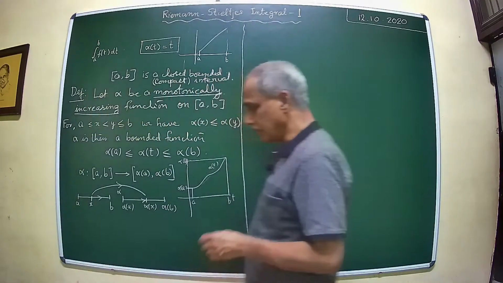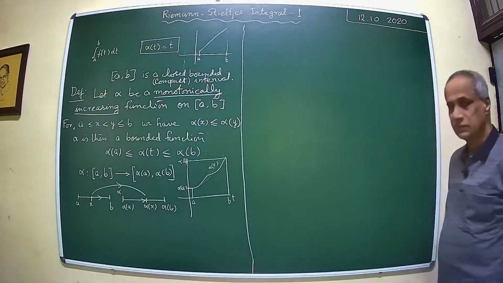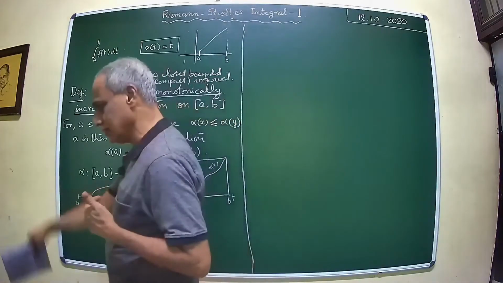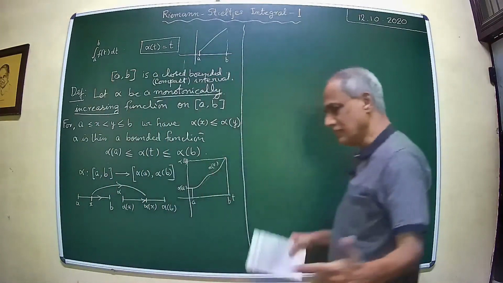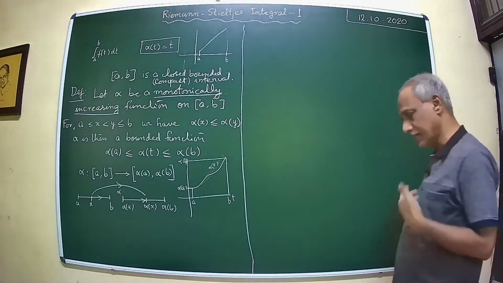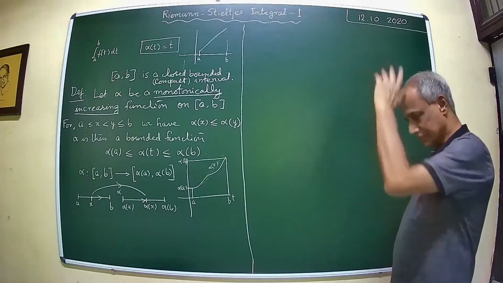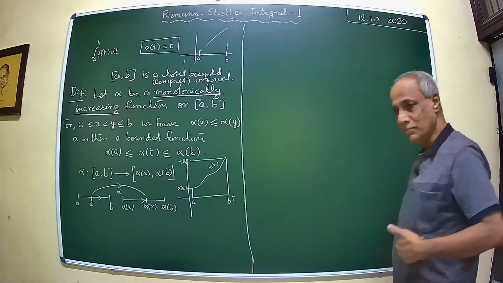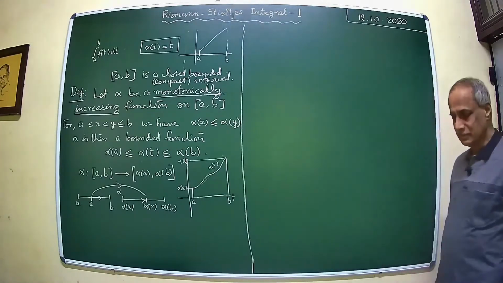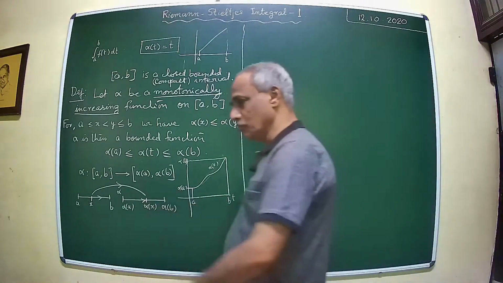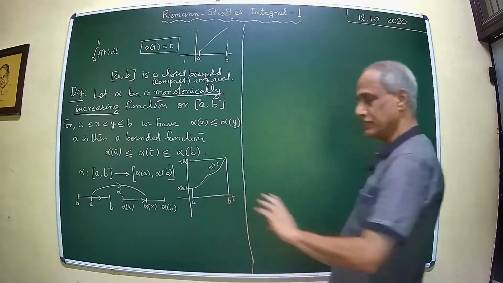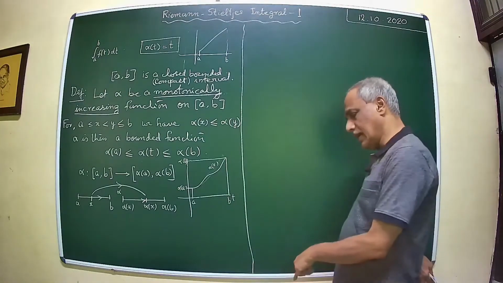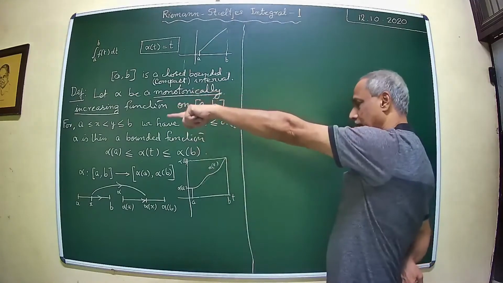Now this can probably be understood this way. See, instead of the time interval, we look at some space interval. For example, suppose you are traveling by a bus. Then it starts at the time t equal to a, and then moves forward. Then it traverses certain distances, and you measure the distance. The distance is measured as alpha(t). So it starts from the point alpha(a) and travels to the point alpha(b).